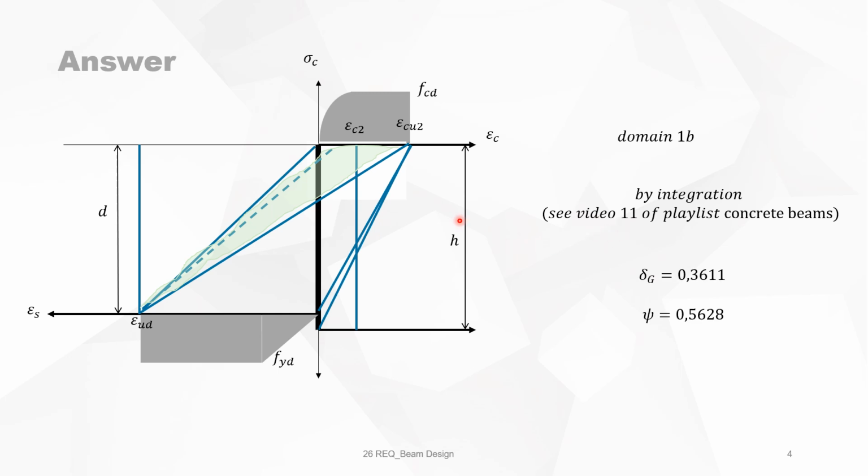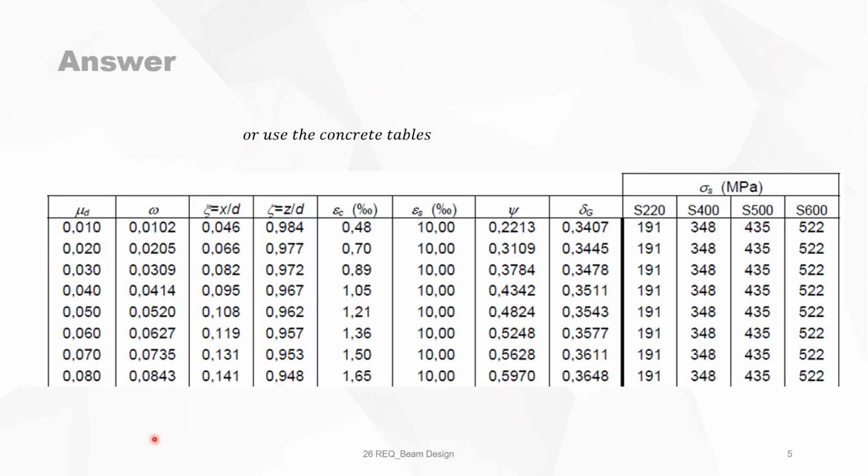By integration, see video 11 of the playlist concrete beams, how this is done, you can find the point of gravity of the total concrete stress, and this is 0.36 times x, with x the position of the neutral axis. And C, the filling coefficient, is for this dotted line equal to 0.5628. The easiest way, of course, is using the concrete tables instead of doing the integration every time. So in our case, we have epsilon C equal to 1.5 per mil, and from that we can see immediately the values of C and delta G. We also see that we are in area 1B where the steel is yielding.